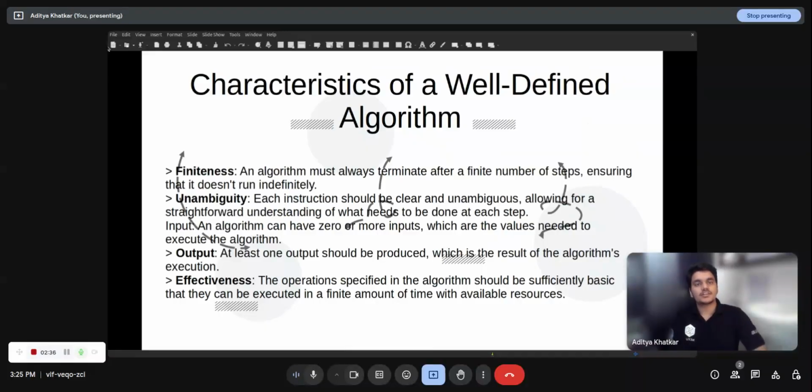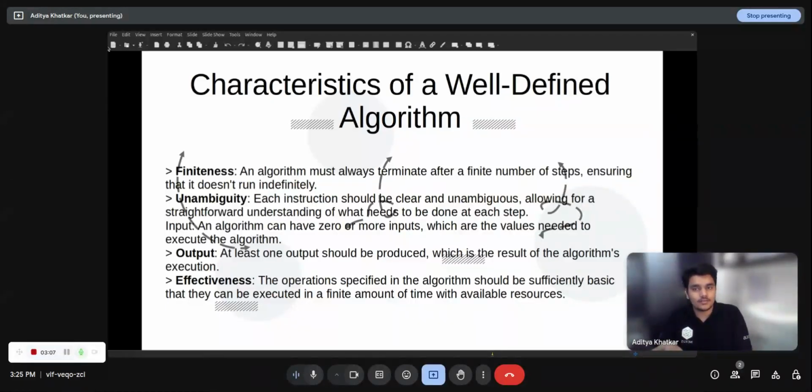So, what are the characteristics of a well defined algorithm? It gives us finiteness, unambiguity, input, output, and effectiveness. Finiteness: an algorithm must always terminate after a finite number of steps, ensuring that it doesn't run indefinitely. Unambiguity: each instruction should be clear and unambiguous, allowing for a straightforward understanding of what needs to be done at each step. What is the input? We also need input, right?